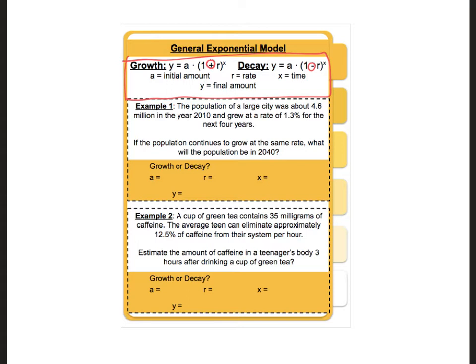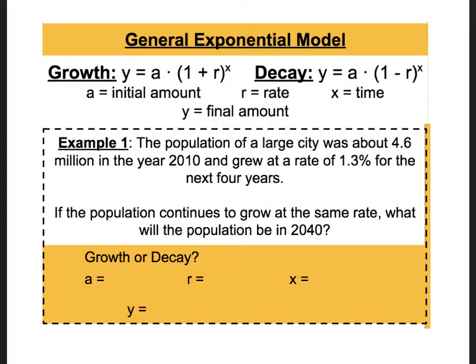Without further ado, let's go ahead and try our examples. All right, so our first example, it says the population of a large city was about 4.6 million in the year 2010 and grew at a rate of 1.3% for the next 4 years. If the population continues to grow at the same rate, what will the population be in 2040? So the first thing I have to ask myself is this a growth model or a decay? Well, if I look at my problem, right in it, it says it grows at a rate of 1.3%. So I know it's going to be growth.